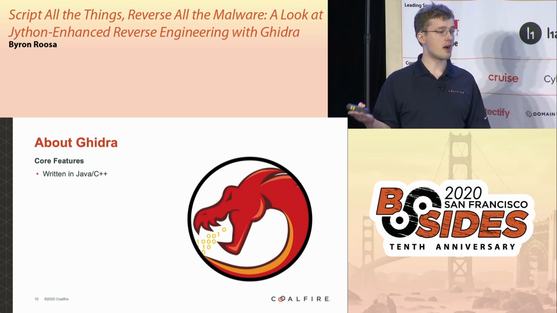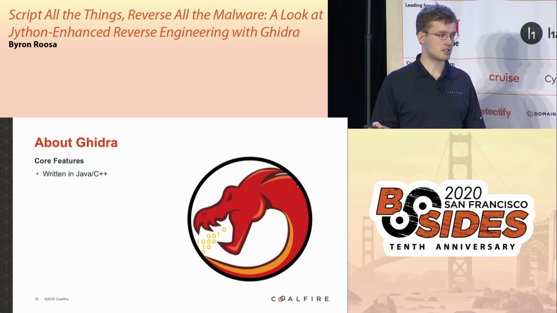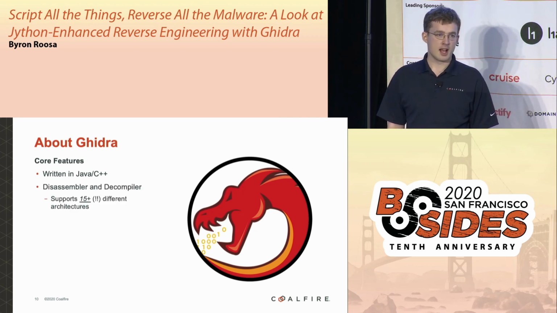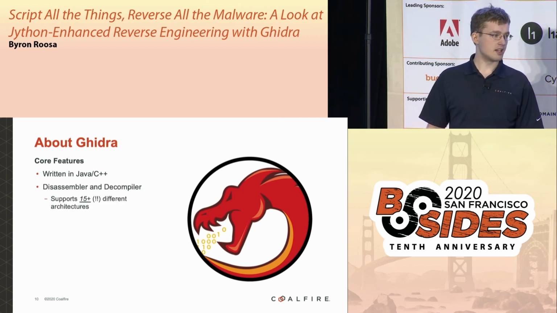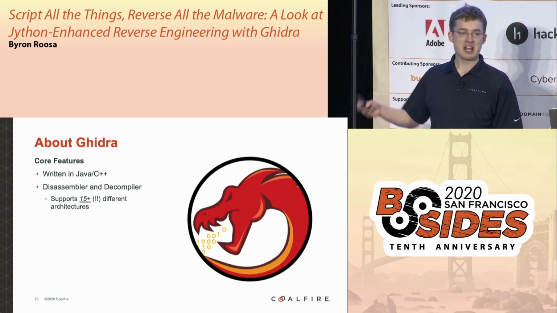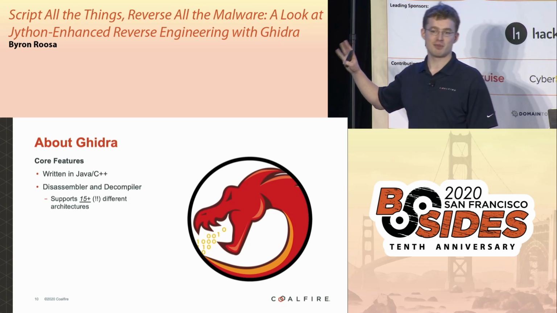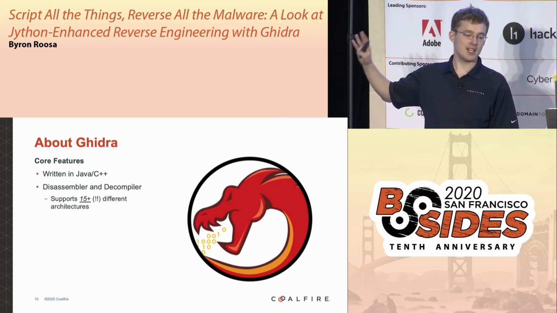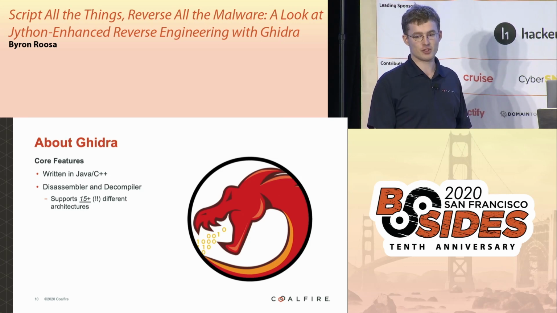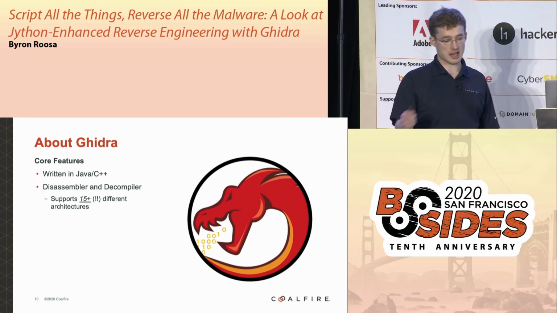This decompiler is the one part that's really written in C++. Most of the rest, the user interface, is written in Java. At its core, it's a disassembler and a decompiler. It supports 15 different architectures. That's not including variants like 32 versus 64-bit. 15 different types of architectures. And we're going to talk a little bit about why that's so easy in Ghidra in a few slides.